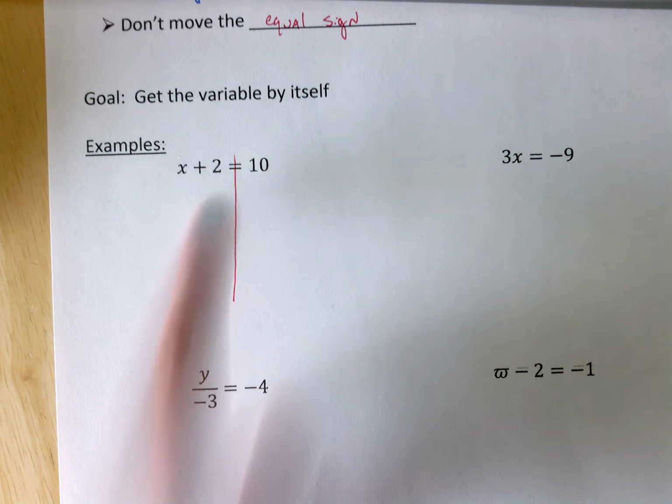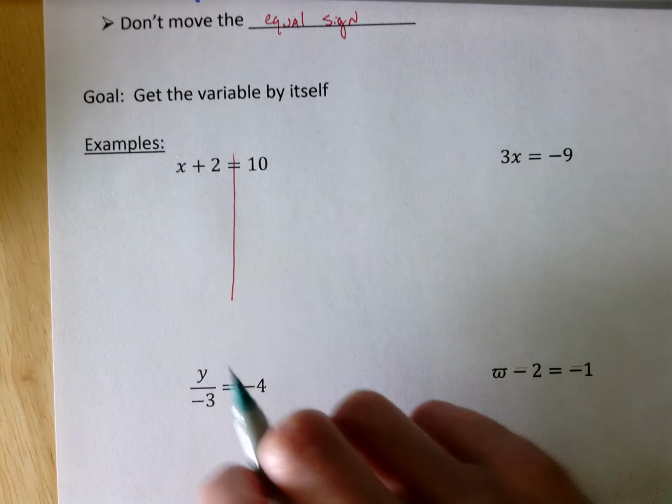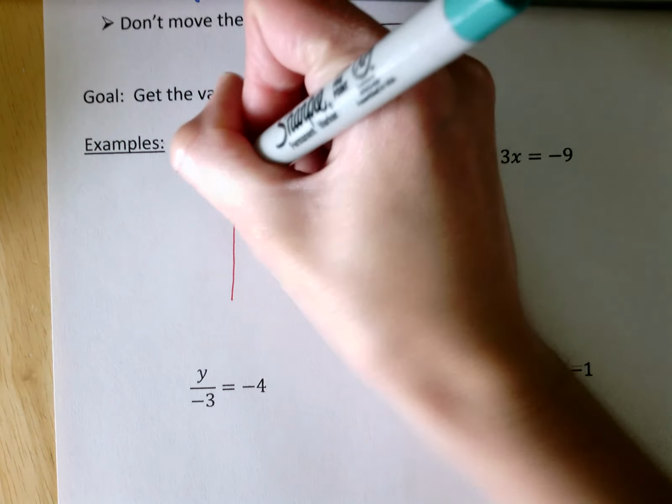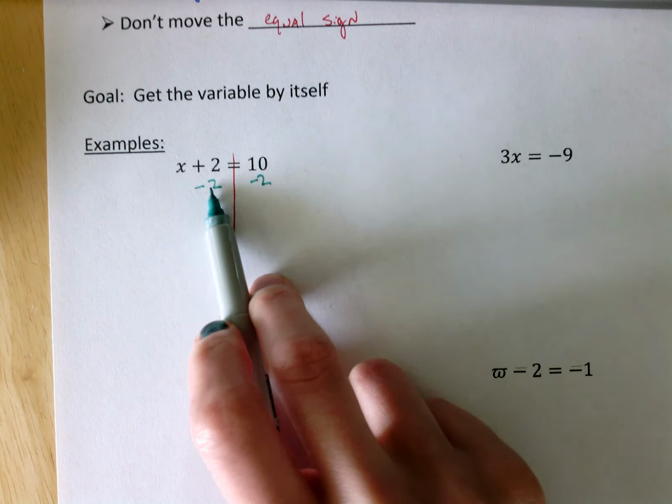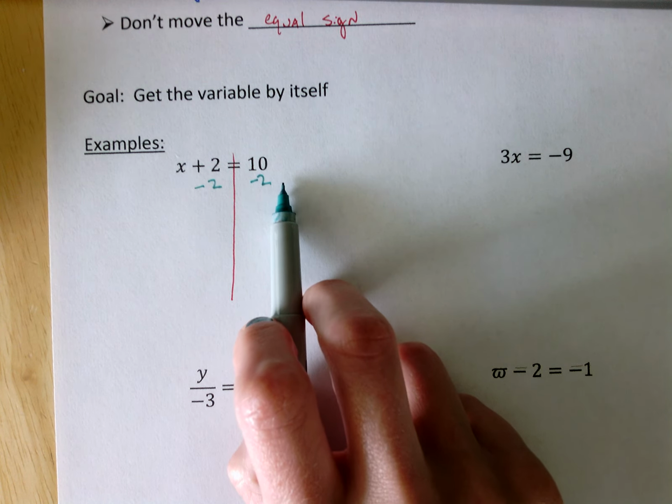How am I going to do that? Well, the inverse operation of adding is subtracting. So I'm going to subtract 2. But if I do it on this side of the equation, I have to do it on that side of the equation as well.